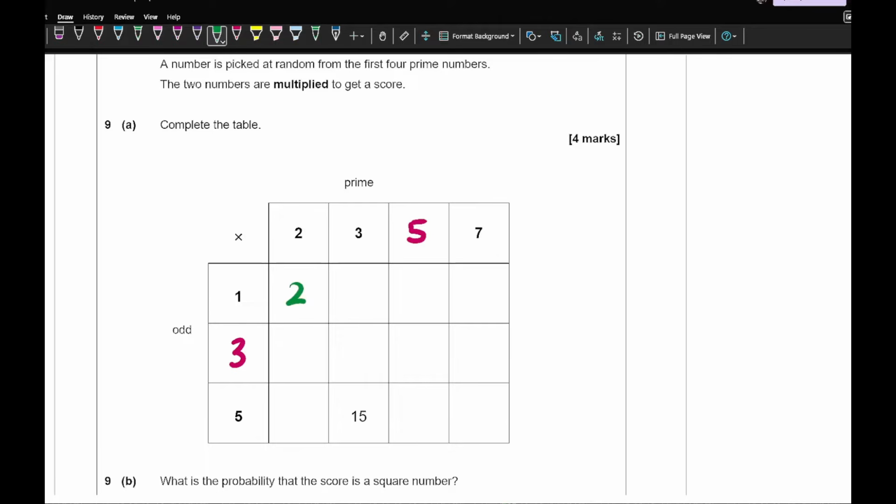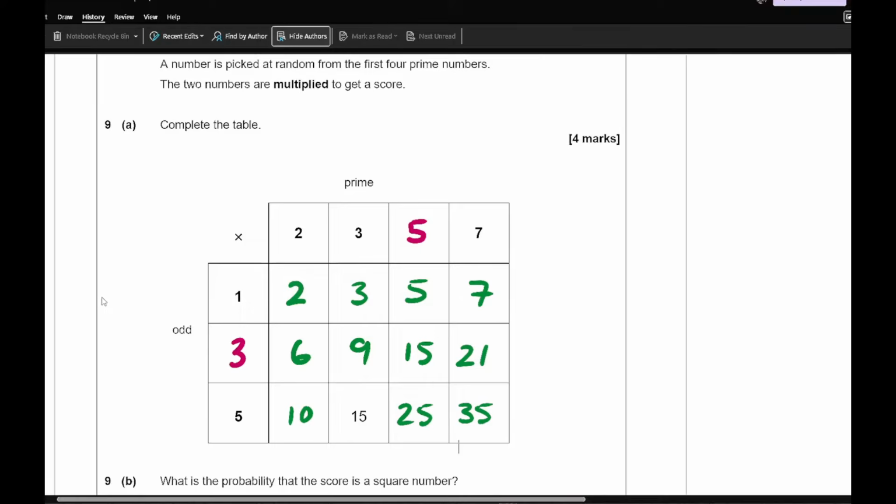So 2 times 1 is 2, 3 times 1 is 3, 5 and 7, 3 times 2 is 6, 9, 15 and 21, and 10, 25 and 35. And so that completed grid would give us the four marks.